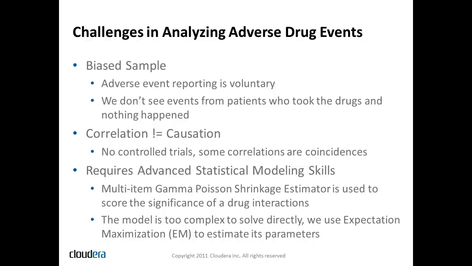But it ain't easy. There are a number of difficulties. First and foremost, the sample is biased, right? You only see reported events. When things go well, no one reports a good outcome. When things go badly, only some people report a bad outcome.